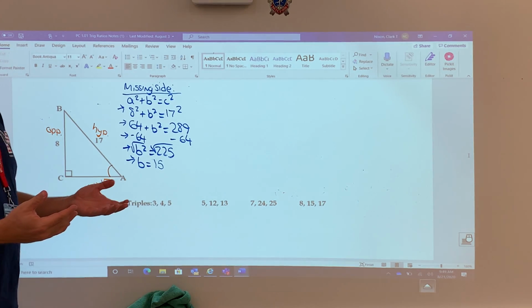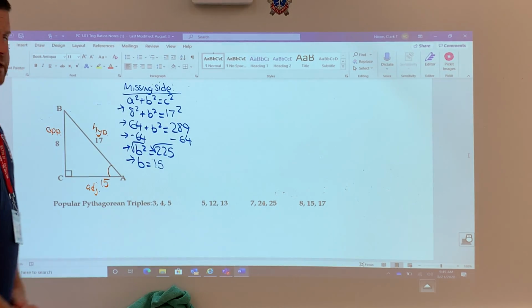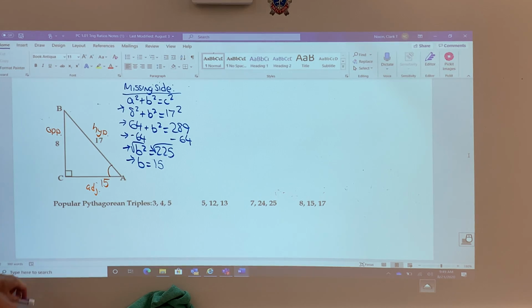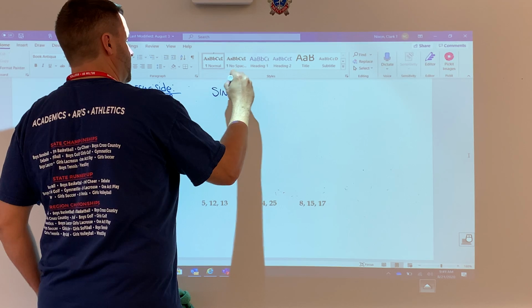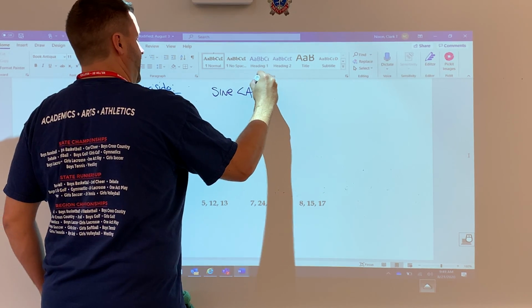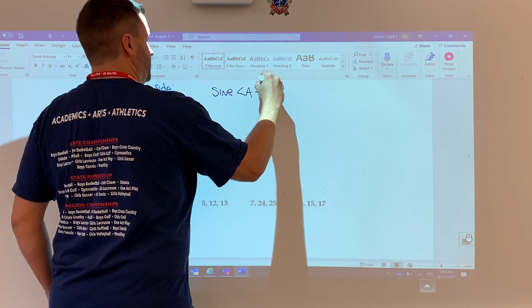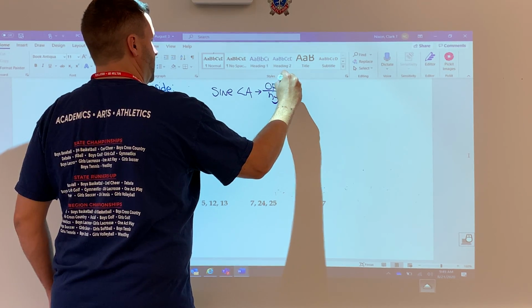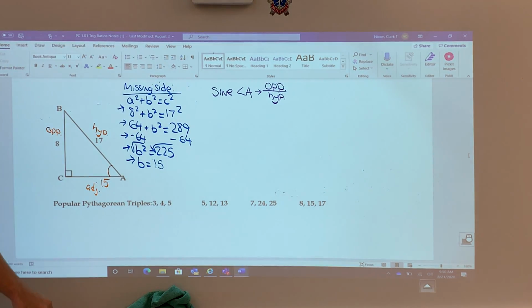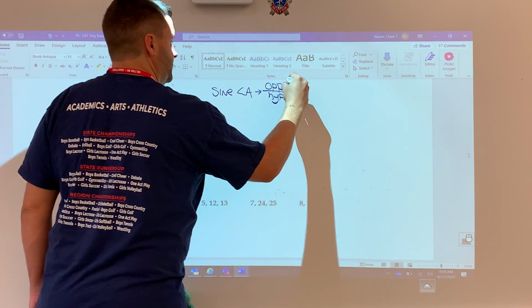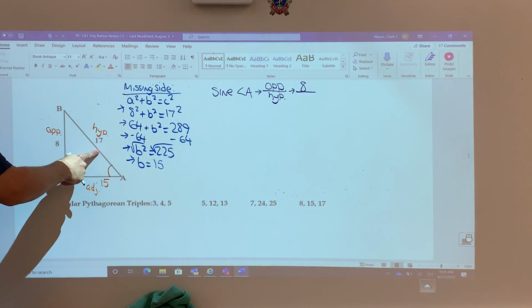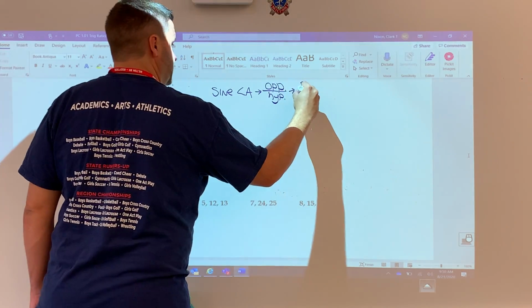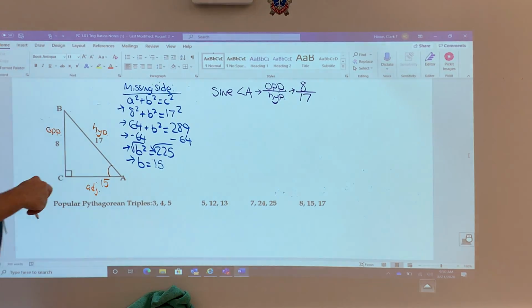So once we have our three sides, now we can come up with our sine, cosine, and tangent. We just have to remember SOHCAHTOA. So again, sine of angle A is opposite over hypotenuse. What is my opposite side from angle A? 8. What's my hypotenuse side? 17, and there you go. That's your ratio for sine of angle A.